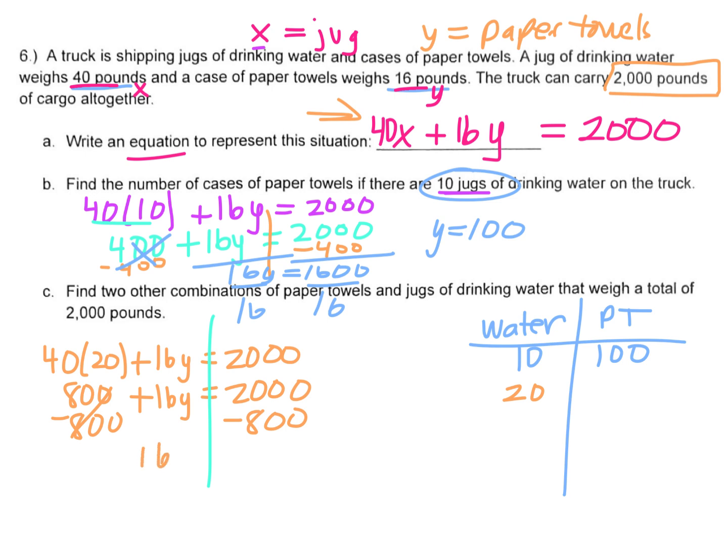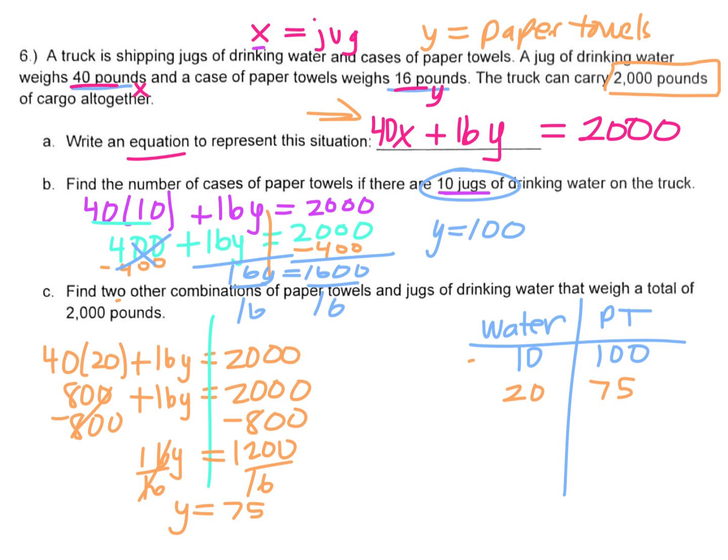Okay, so 16y equals 1,200. And then our last step would be to divide by 16 to see what y equals. And that equals 75. Okay, so 20 jugs of water holds, and then we could have 75 cases of paper towels. All right, we have to find 2 more combinations.